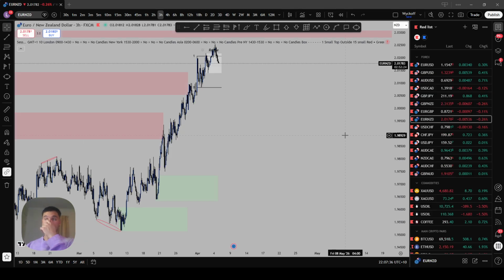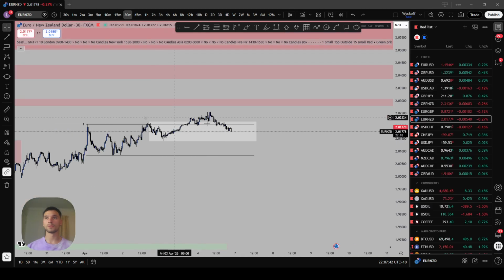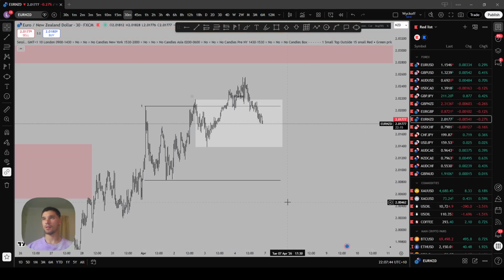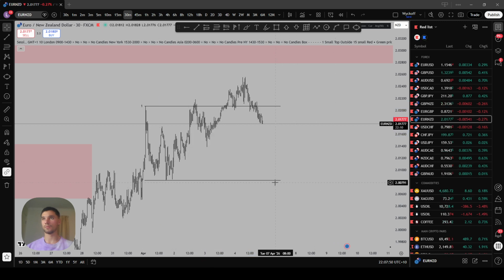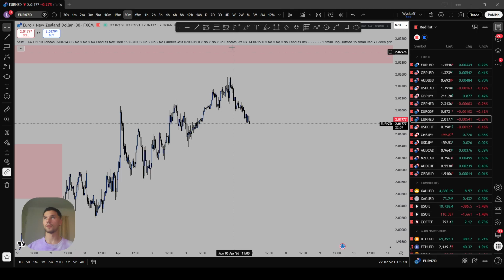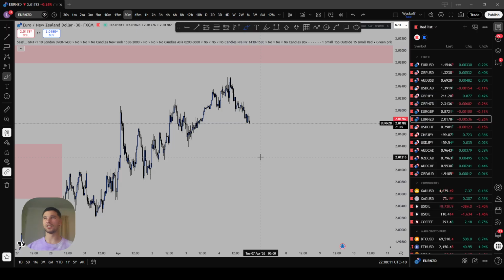Euro NZD. Yeah, this is just way too extended. It probably will complete itself, but it's just not clean. That's why I'm not interested.